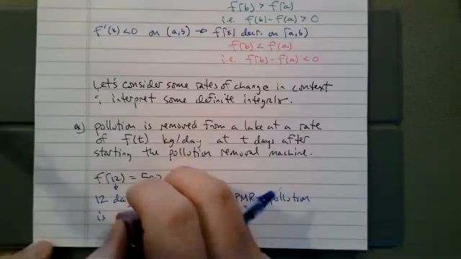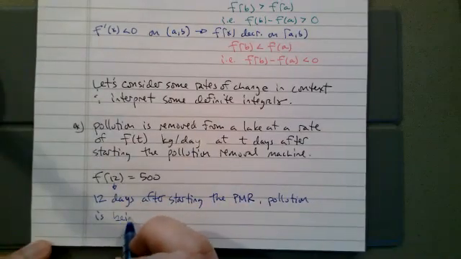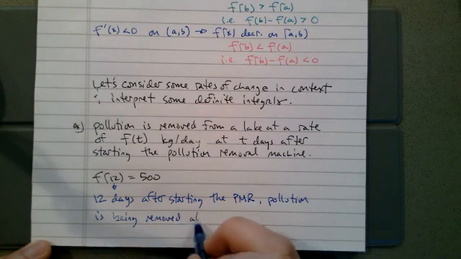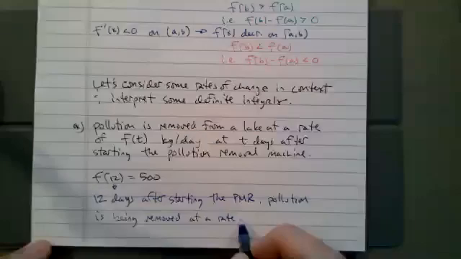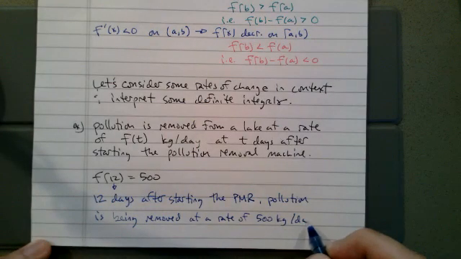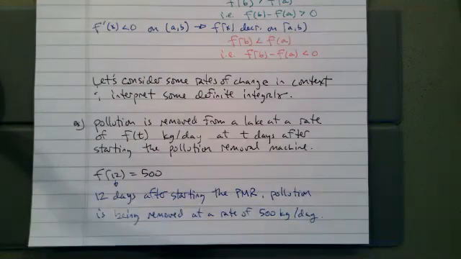Let's say is being removed at a rate of 500 kilograms per day. The function is telling you how fast things are going. The function is the pollution removal speedometer.